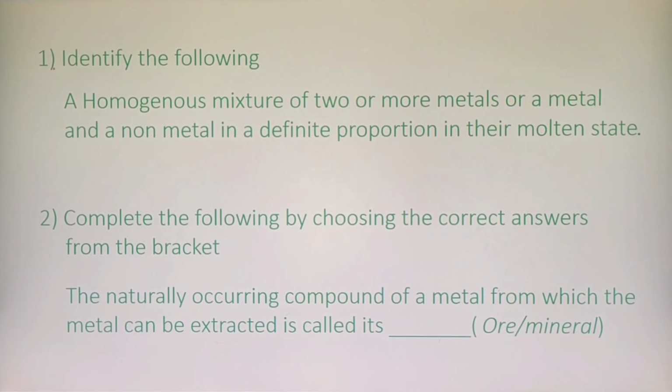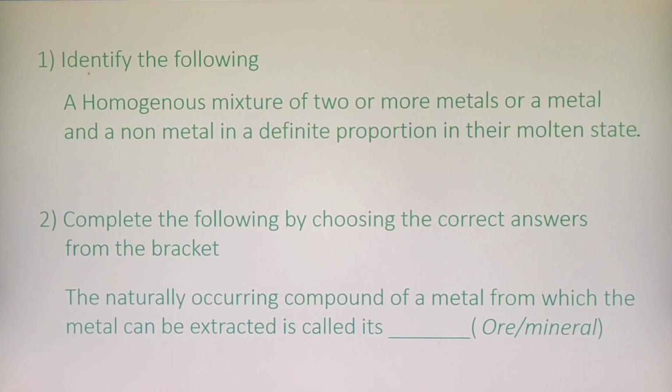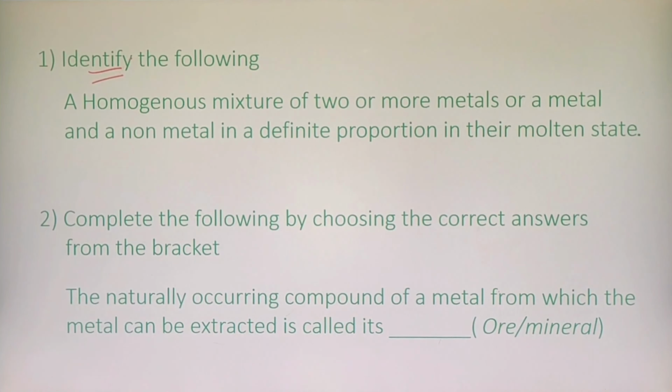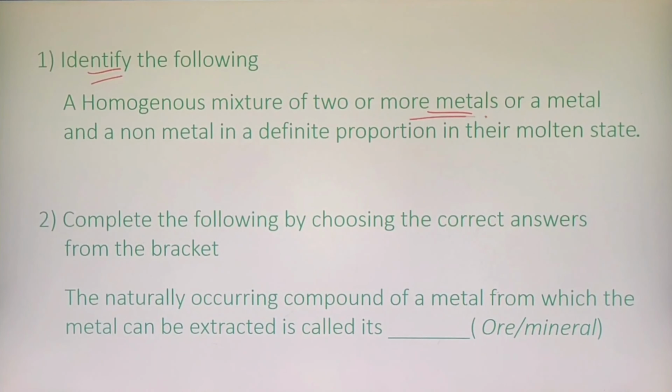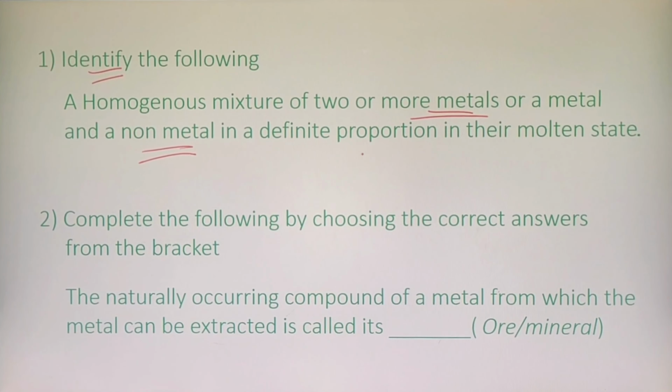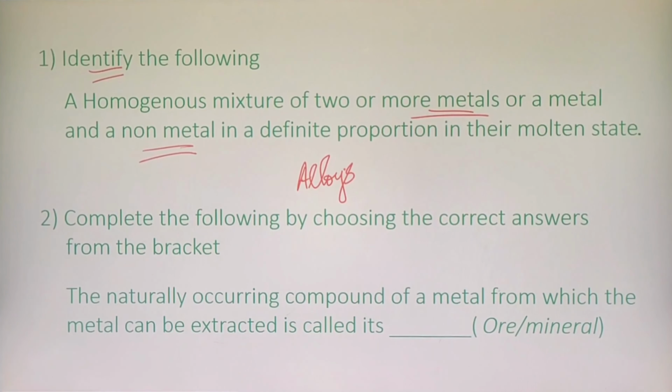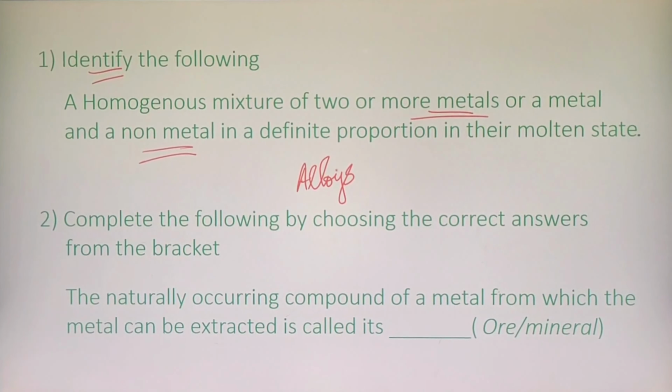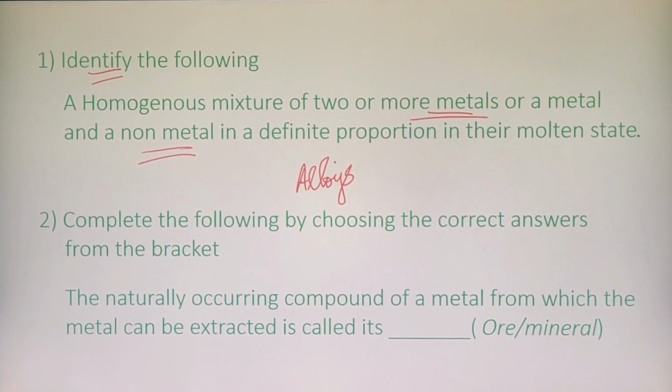Question 1 states: identify the following, which is a homogeneous mixture of 2 or more metals, or a metal and a non-metal, which are added in a definite proportion in their molten state. Here the answer without any confusion is alloys. Clear? Because we know an alloy is a homogeneous mixture of 2 or more metals or a metal and a non-metal added in a fixed proportion. So this is nothing but alloys.